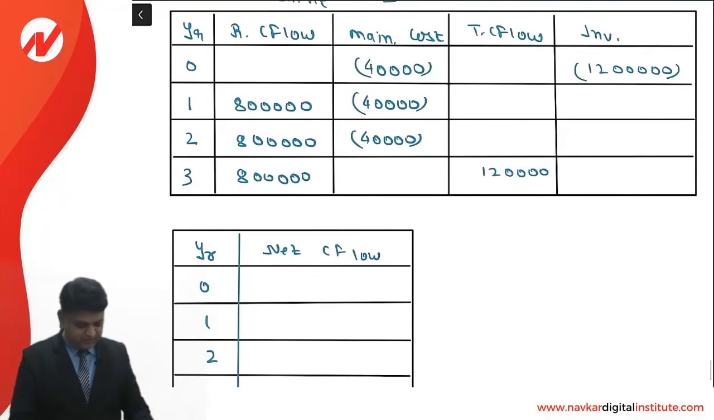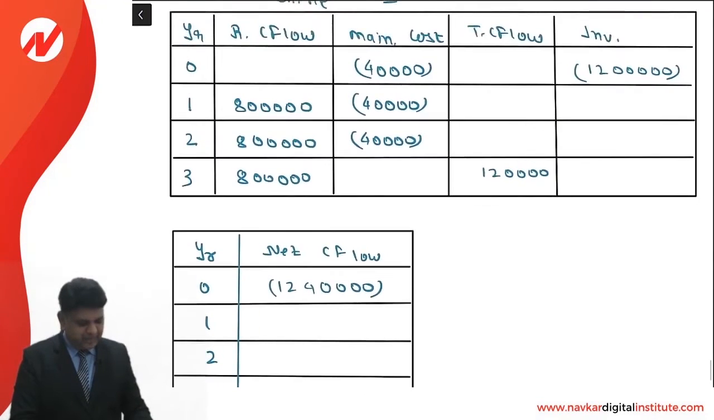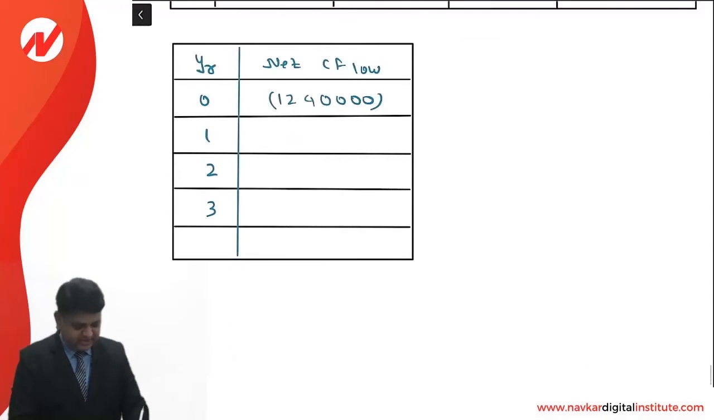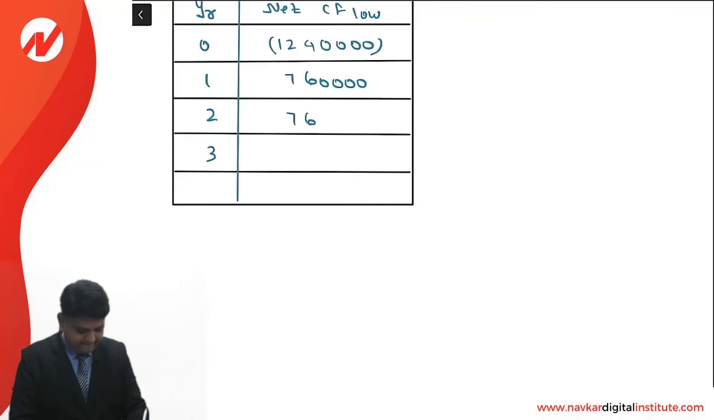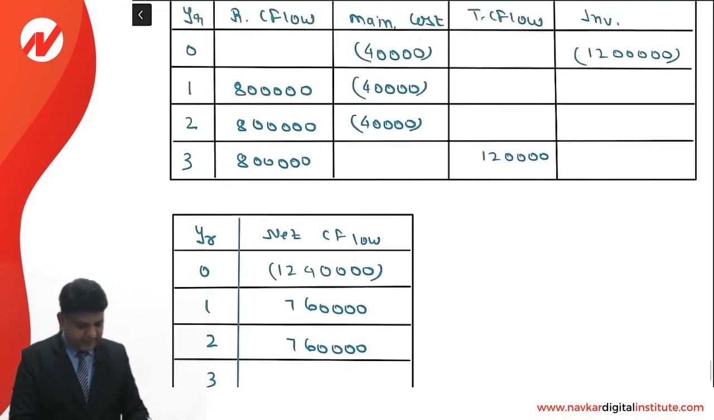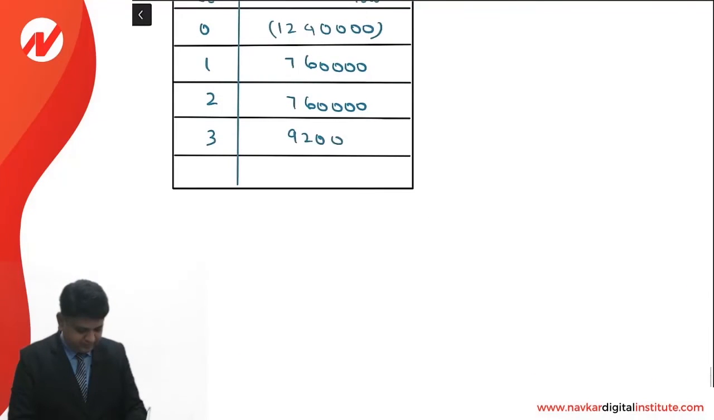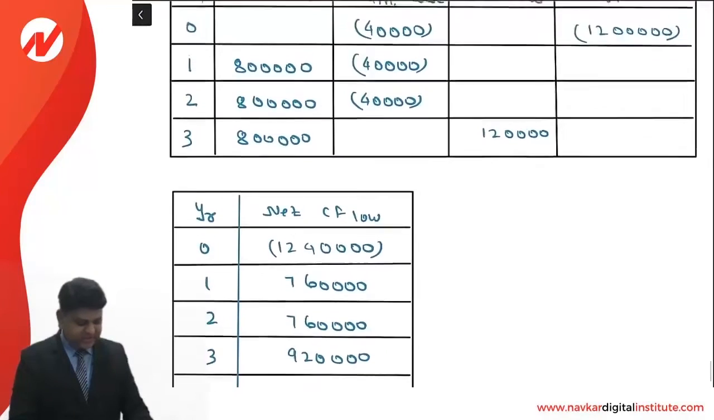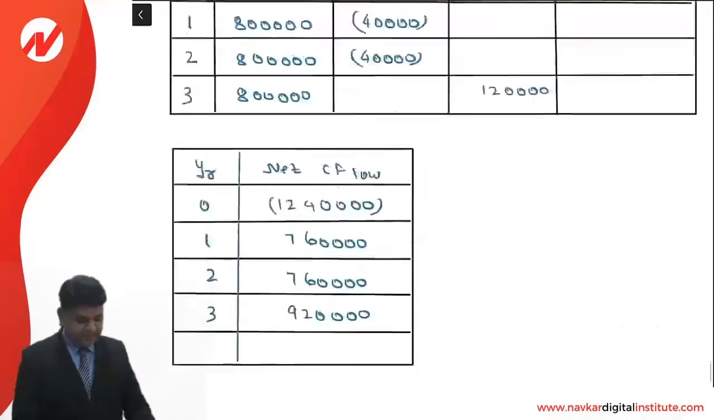So the net cash flow, year 0 it is 12,40,000 outflow. End of year 1 it is cash inflow of 7,60,000. End of year 2 it is again 7,60,000 cash inflow. End of third year cash inflow of 9,20,000. This is the way the net cash flow is calculated from year 0 to end of third year, which is discounted for the purpose of NPV calculation.